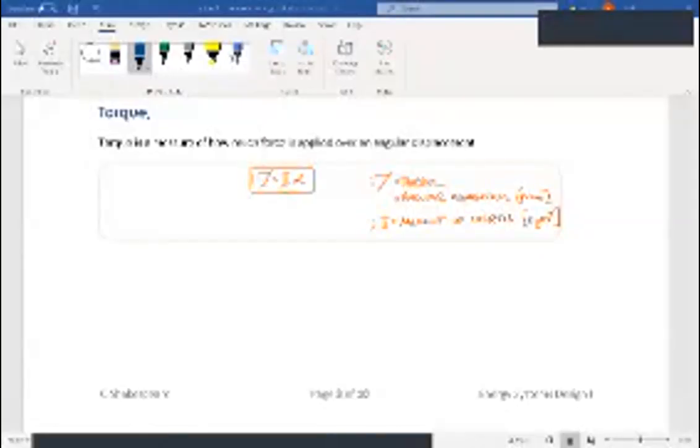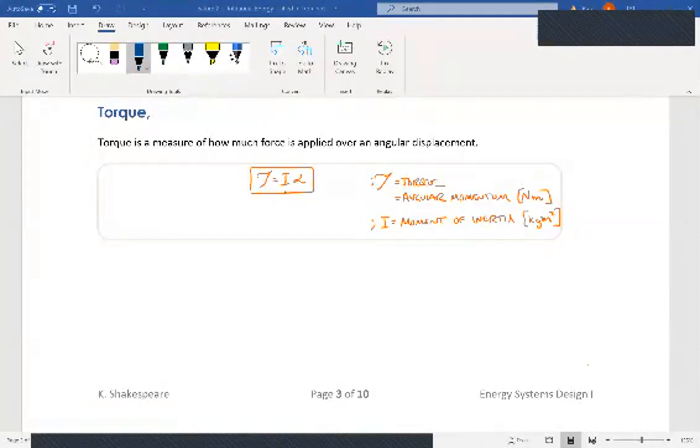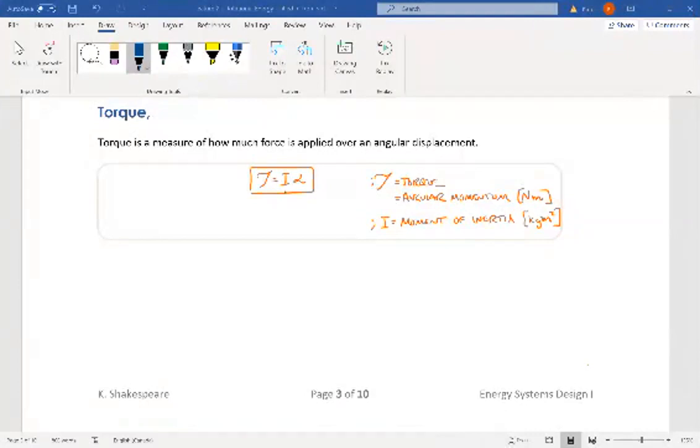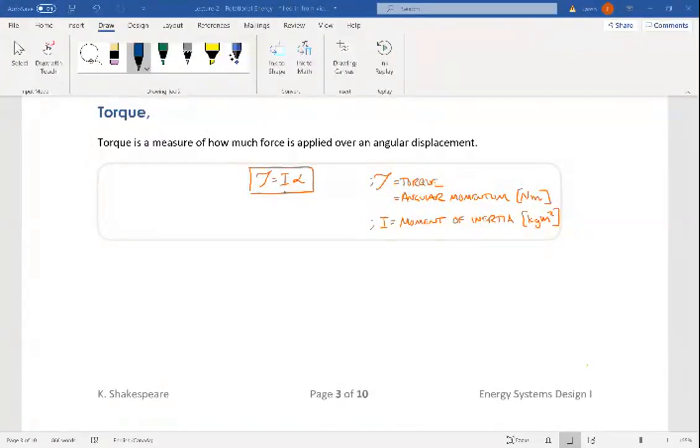So to learn about moment of inertia, I'd like you to think first about torque. The amount of torque you have to apply to something to get it into rotational motion, or to keep it in rotational motion, or to stop it from rotating really depends on how heavy that object is, where the mass is distributed in the shape of the object, and how fast it's accelerating or decelerating in the first place. So that's where we get this equation.